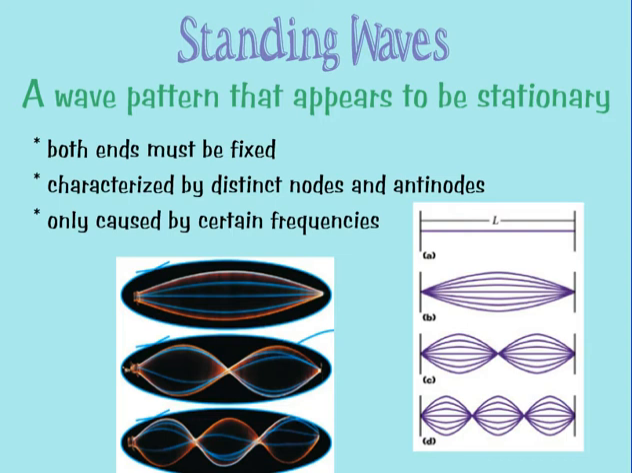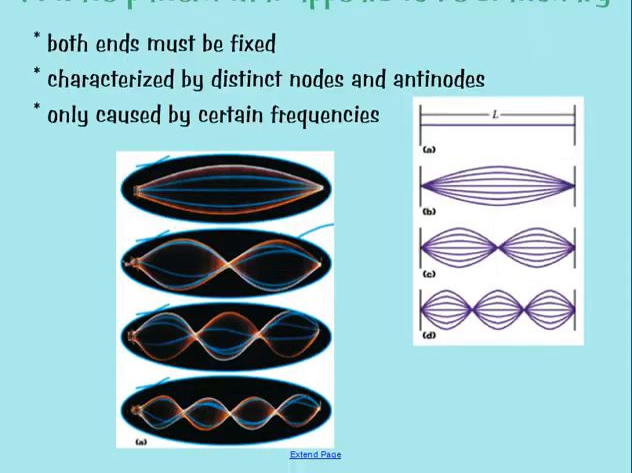Some qualities of a standing wave are that both ends of your medium must be fixed. That means that they're not able to move. Standing waves are characterized by distinct nodes and antinodes. A node is a region of no displacement. An antinode is a region of maximum displacement.